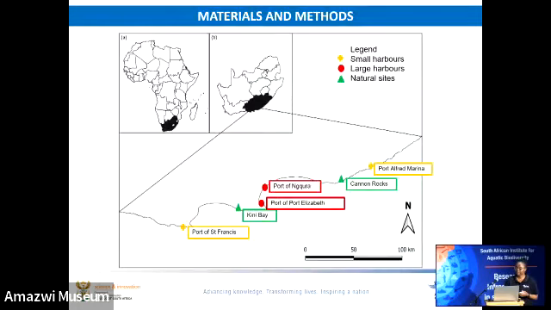These are my study sites along the east coast of South Africa. So I had 2 large harbors, which was Port of Ngqura and Port of Port Elizabeth. I also had 2 natural sites, which was Kinney Bay and Cannon Rocks. And then I had 2 small harbors, which was Port Alfred Marina and Port of St. Francis.